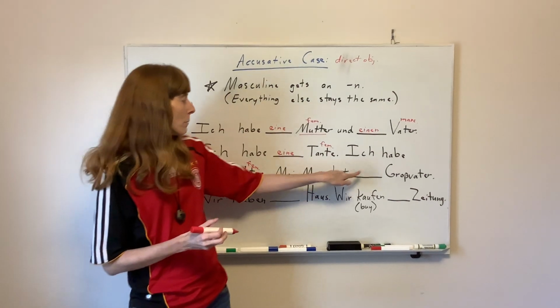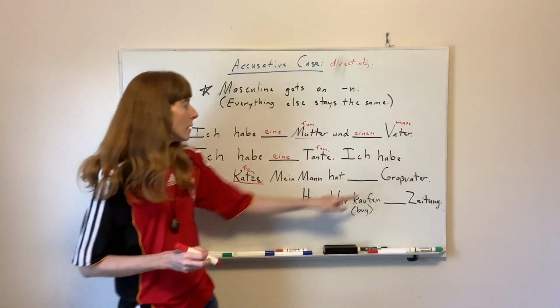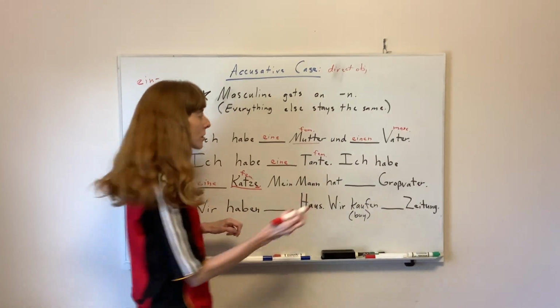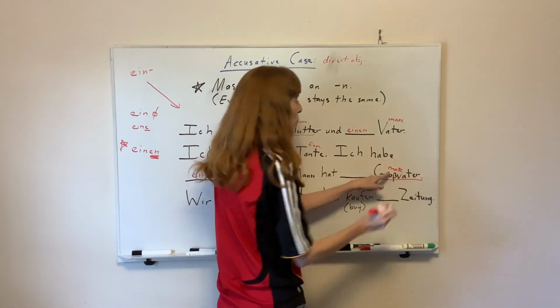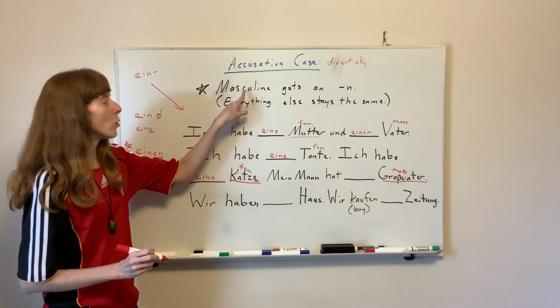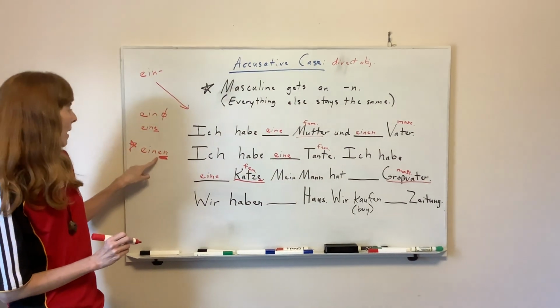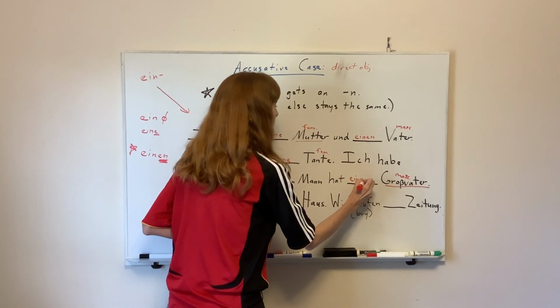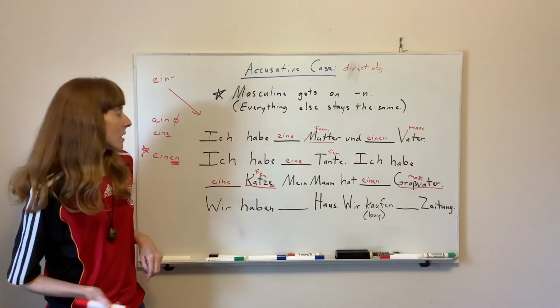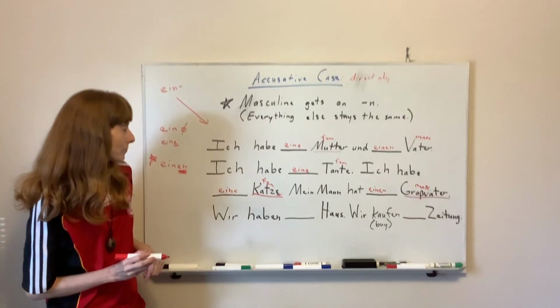Mein Mann hat blank Großvater. Okay, so immediately we see something masculine here. We're going to need to think about that. We know something's going to change because masculine is the only thing that changes. And we're going to add that N to the end of it. Mein Mann hat einen Großvater. My husband has a grandfather.